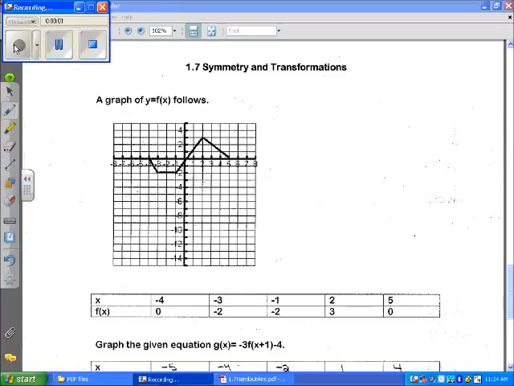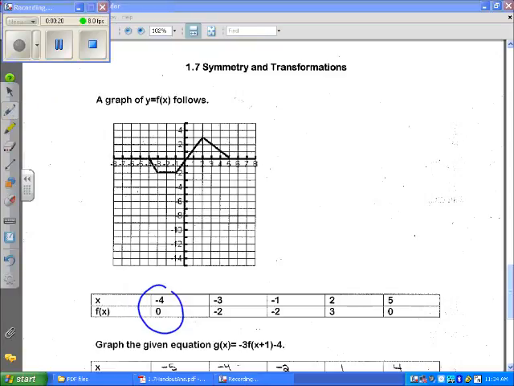Look at the last page of this worksheet, 1.7, Symmetry and Transformations. I'm going to look at the answer key here just to make it a little bit easier to write some information on here. Okay, so let's take a look at this graph. We're given some information about this function. And if you look below here, these are ordered pairs that correspond to this graph.